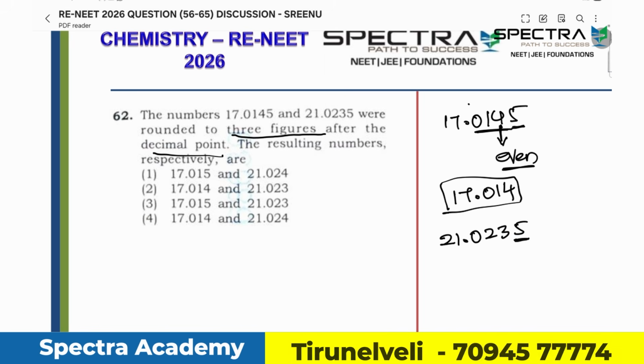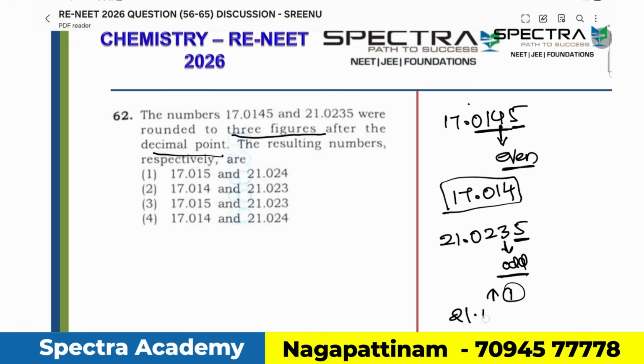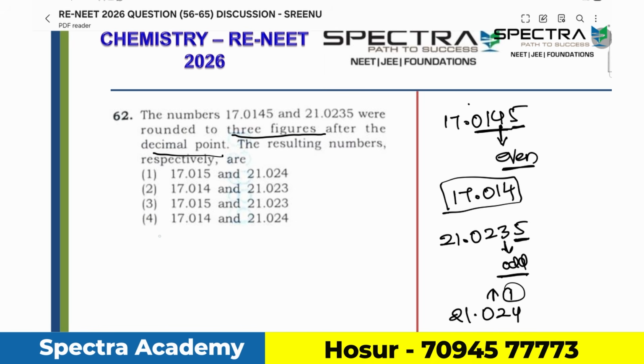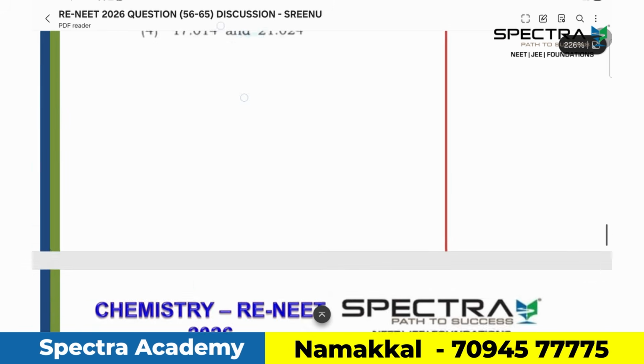Okay, the next one is 21.0235. Here also the last one is 5 only, but the preceding one is an odd number. So when the odd number is there, it is increased by one digit, so that 21.024. You can check the options. It matches with which one? 17.014, 21.024, option 4. Fine.